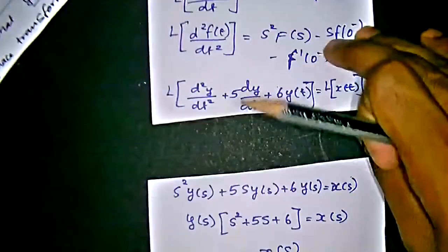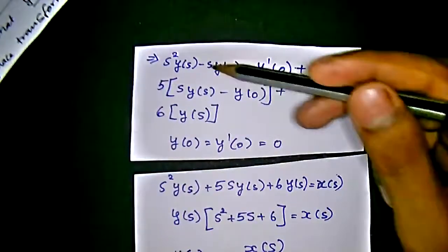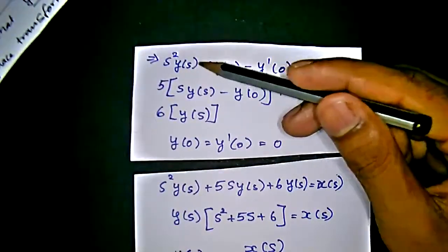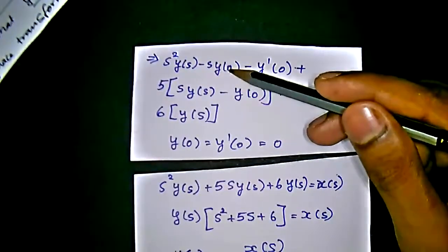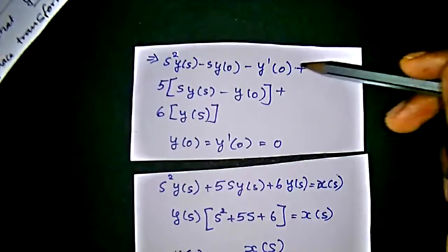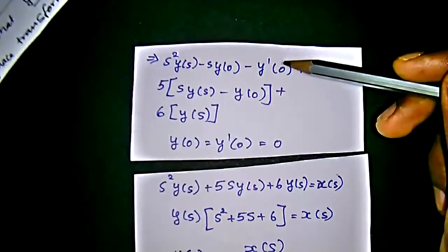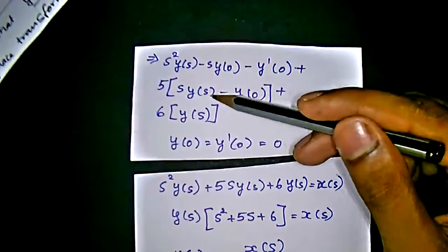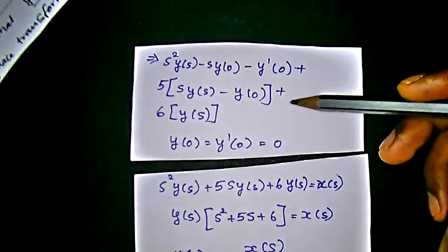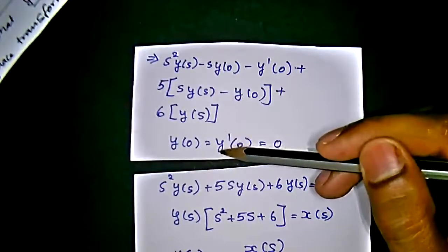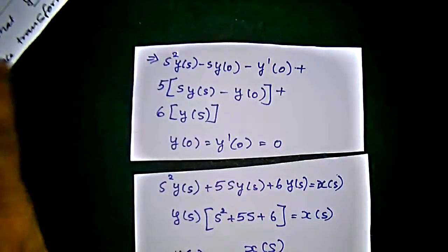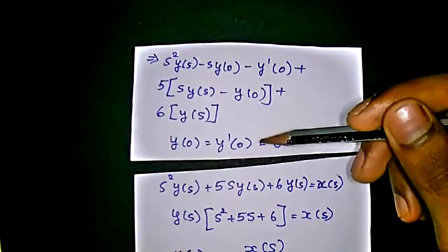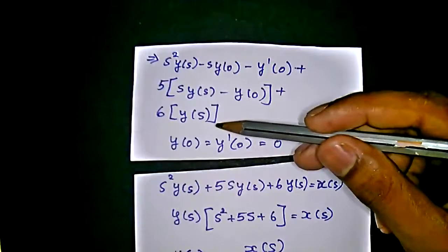From the equation, we apply d squared y by dt squared as s squared Y of s minus s y of 0 minus y dash of 0, plus 5 times dy by dt, which can be written as s Y of s minus y of 0, plus 6 y of t. We can't change the y of t term, since within the rules given to us through Laplace transform there is no way to change it, so we write it as Y of s itself.